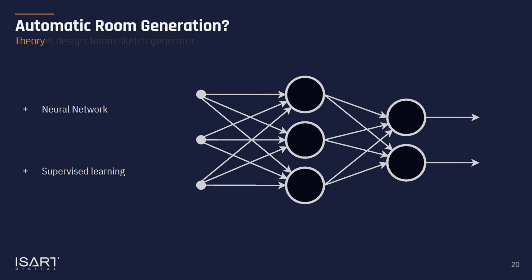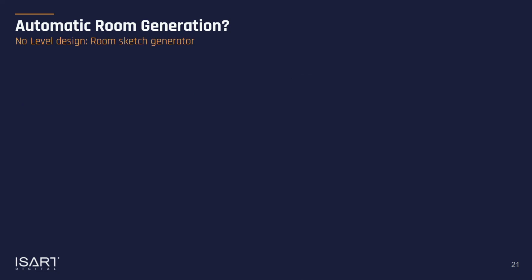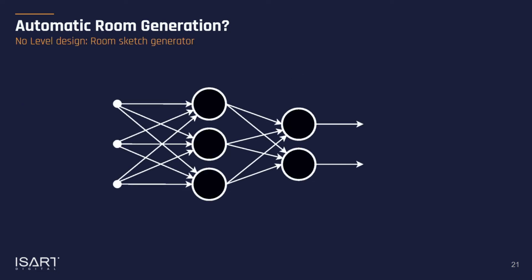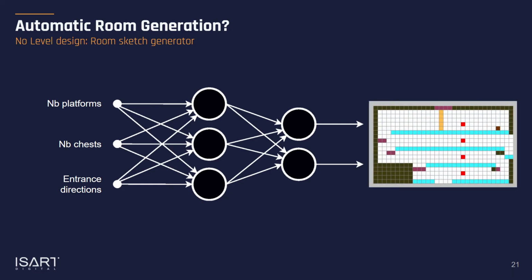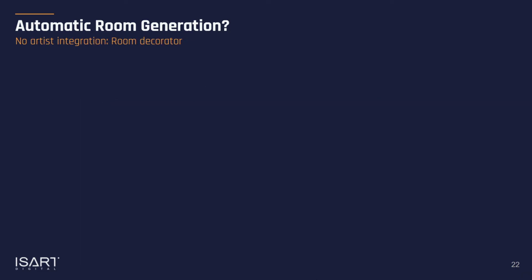The first one is the no-level design. We would use a neural network to replace the level design process. By providing inputs such as the number of platforms, chests, AIs, entrance directions, and more, the neural network will be able to output a room sketch that would be used by the room generator. The second part is the no artist integration.